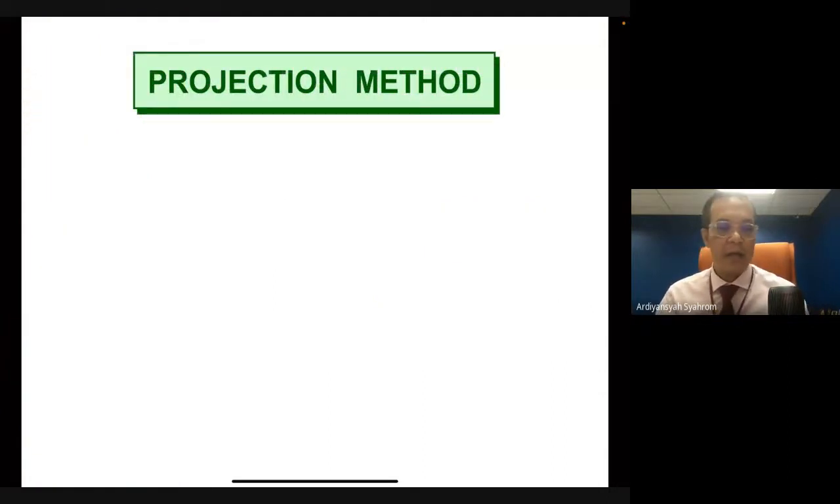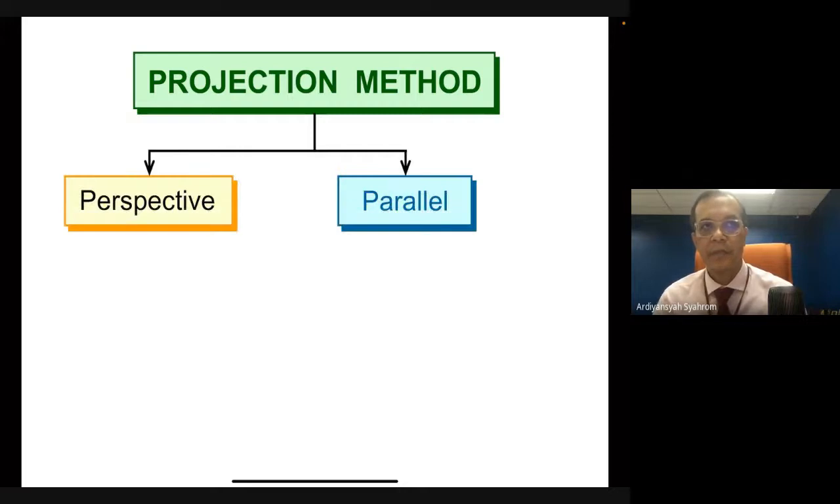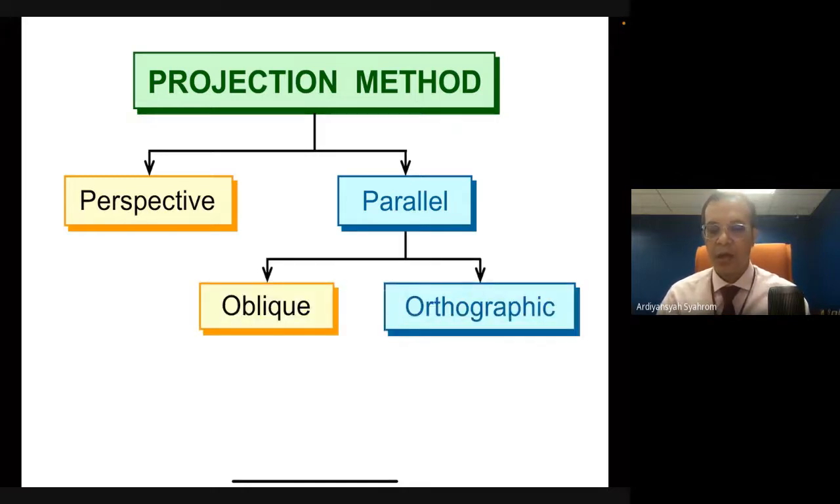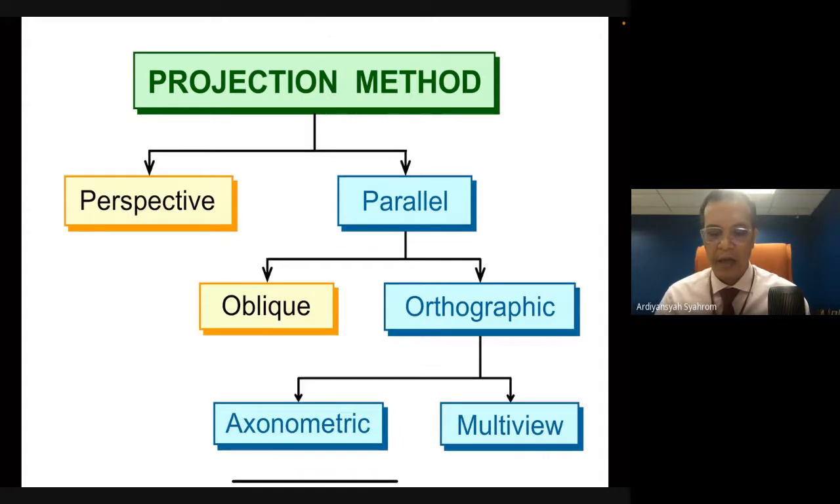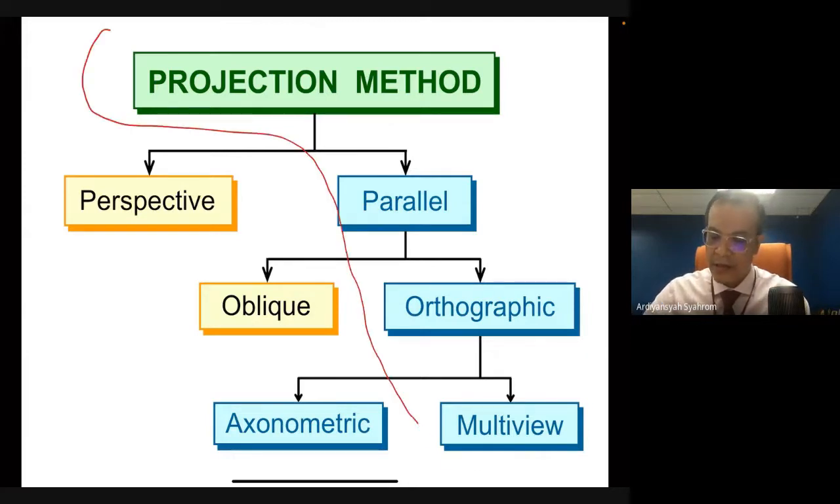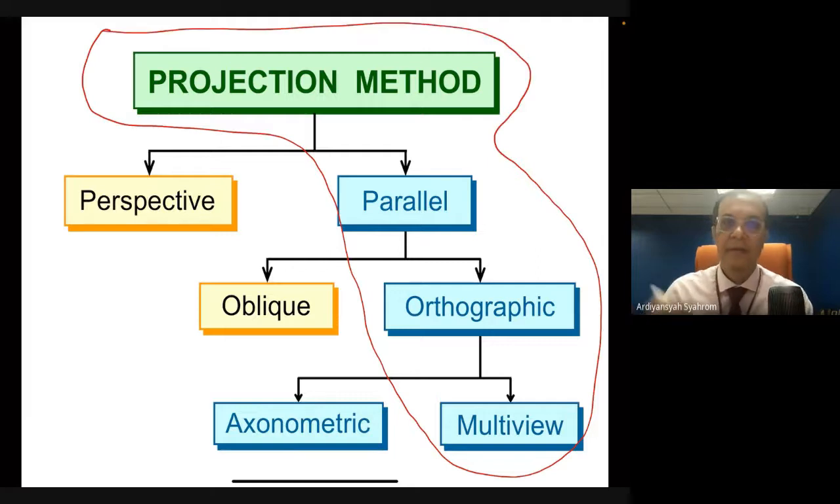We go to projection method. We have two projection methods, perspective and parallel. On the parallel, we have the oblique and orthographic, and we have axonometric and multi-view. In this class, we have the parallel, the orthographic, and the multi-view.